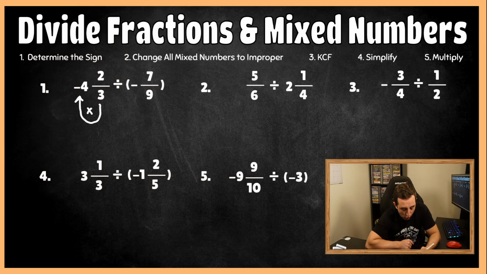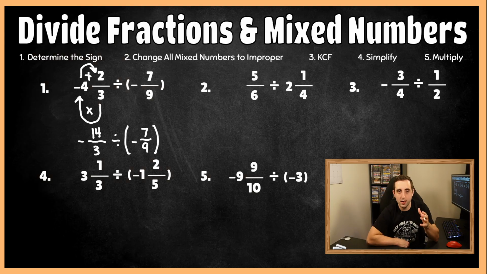So 3 times 4 is 12. And then we're going to add our numerator. So 12 plus 2 is going to give us 14 in our numerator. Our denominator is going to stay the same as 3, and then that is negative. And then we're just going to bring down everything that we haven't used yet. So the division symbol and the negative 7/9.